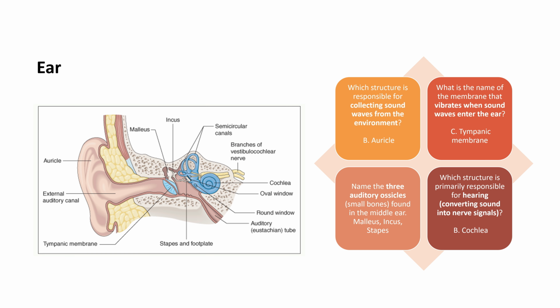So collecting sound is going to be your auricle. The membrane that vibrates when sound enters is the tympanic membrane. You can try to remember it by tempo, tympanic. That's what I do. Your three auditory ossicles are the malleus, incus, and stapes. Again, just got to remember that three grouping together. And then which structure is primarily responsible for hearing? That's going to be your cochlea. That's the big snail-like structure you see here.